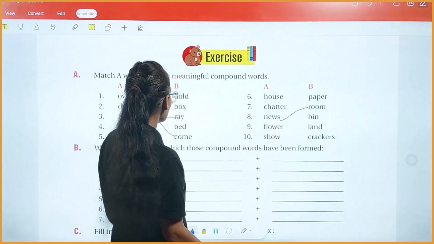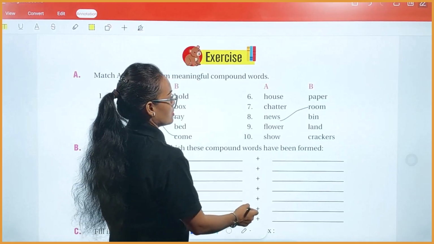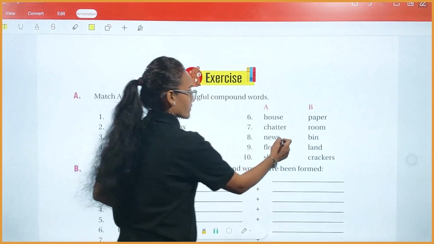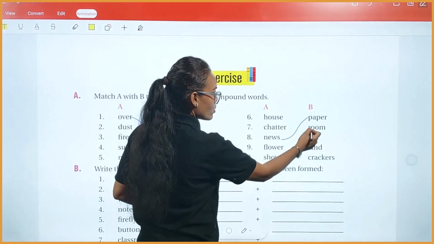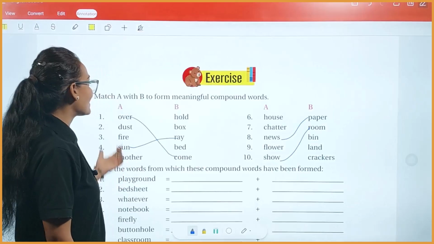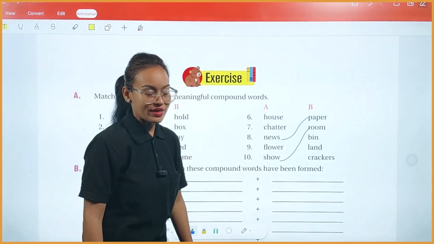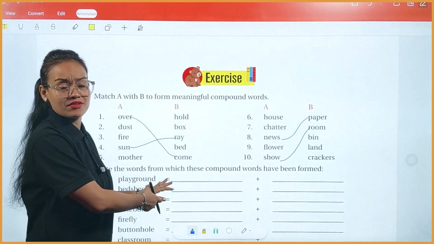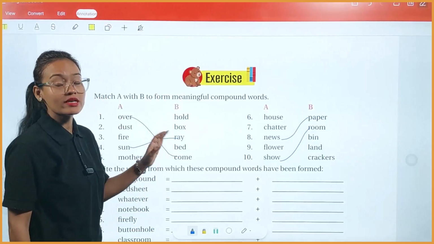Then flower, bed. Newspaper, then show, room. In this way, you are going to match column A with column B. Answers are already given there, but try to complete it on your own.